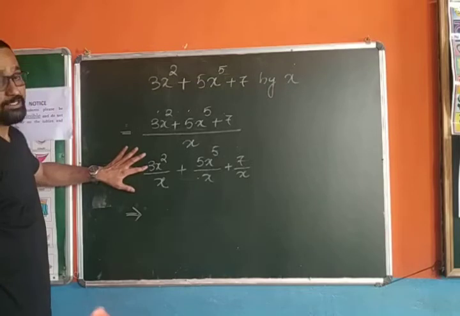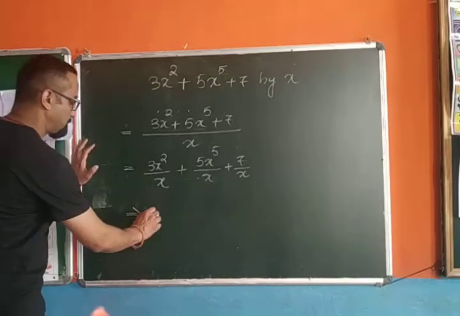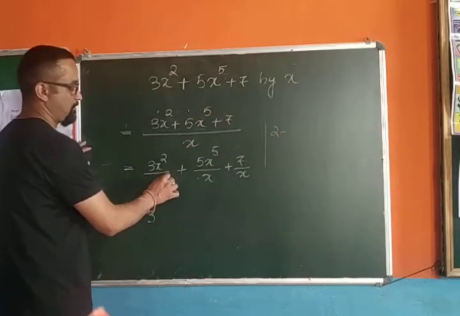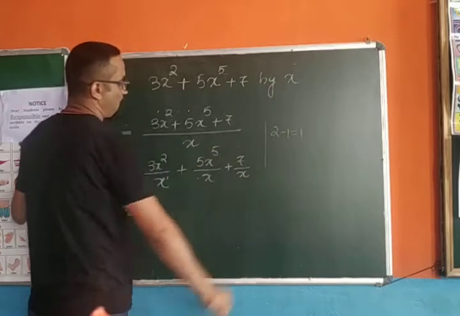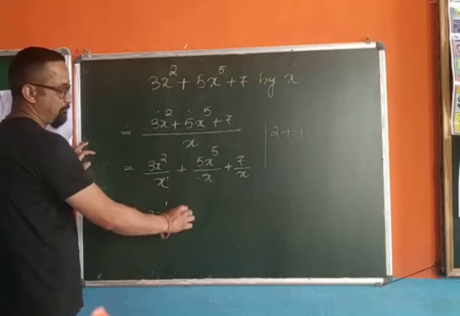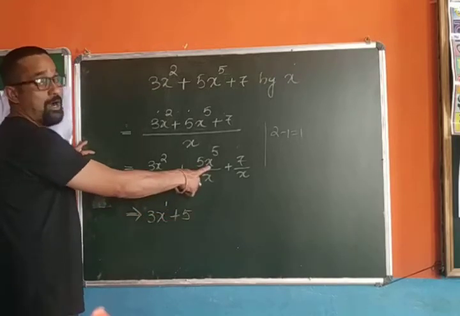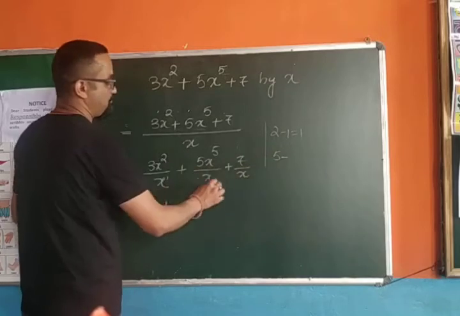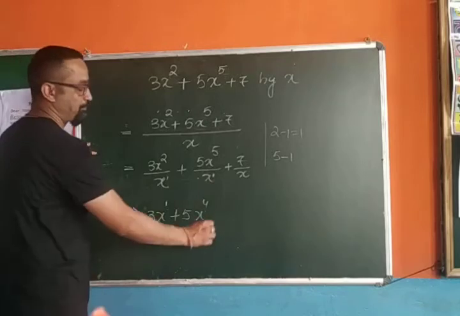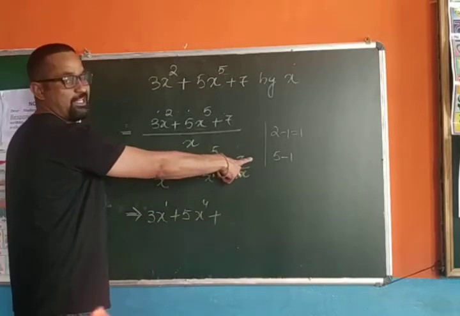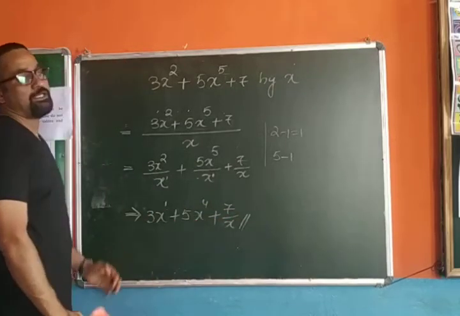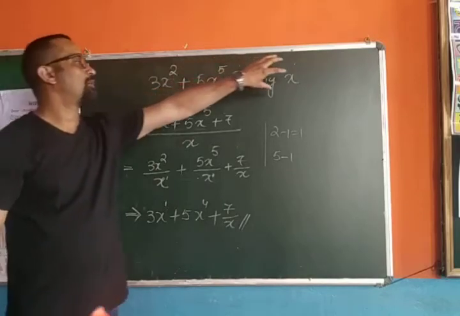3 you copy as it is because denominator is 1. Numerator power is greater. 2 minus 1, which is equal to 1. So we write x to the power of 1 plus 5. Numerator has power 5. So you write 5 minus 1, which is equal to 4, x to the power of 4. Plus no variable at numerator, you copy as you have. This is the divided value of polynomial with monomial.